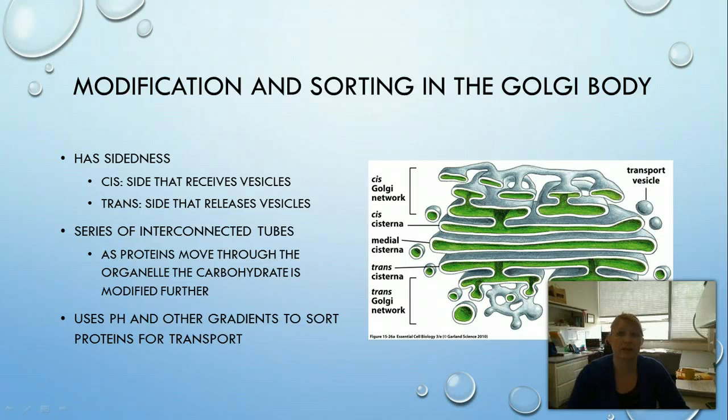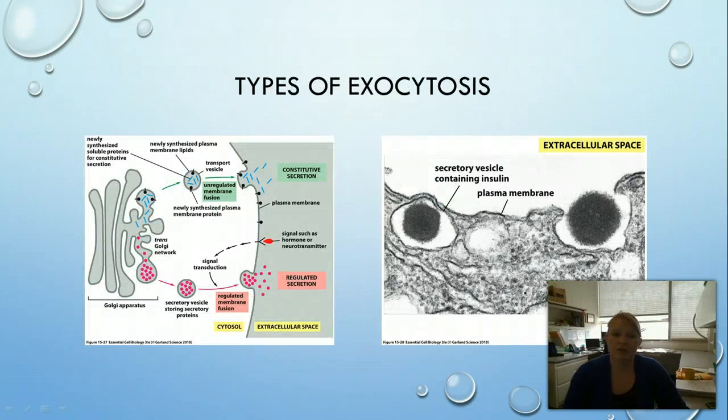The glycosylation, the other modifications we talked about that happen in the ER, continue to be modified here in the Golgi. So it's important to understand that this is continually modifying this. These proteins are still not exactly what they need to be when they reach the plasma membrane until after they've gone through the Golgi body. So once they're released from the Golgi, now they head towards the plasma membrane. Now there's two types of release into the plasma, or onto the plasma membrane, or into the extracellular space.